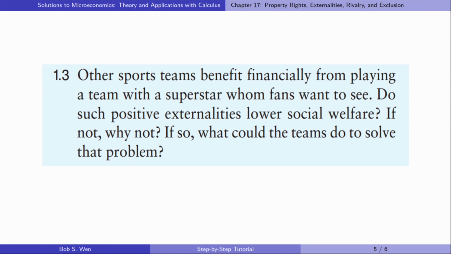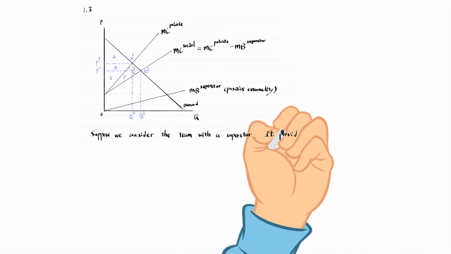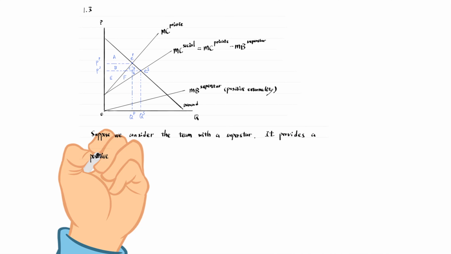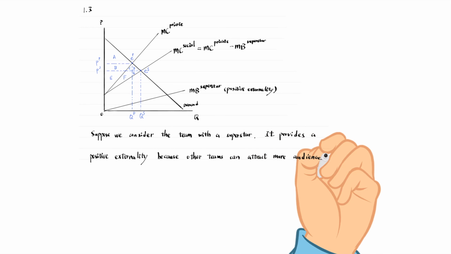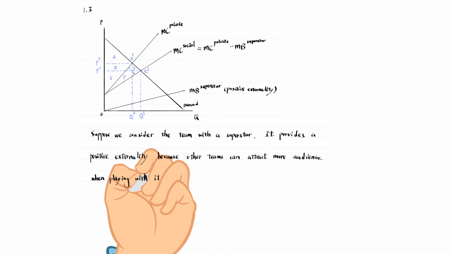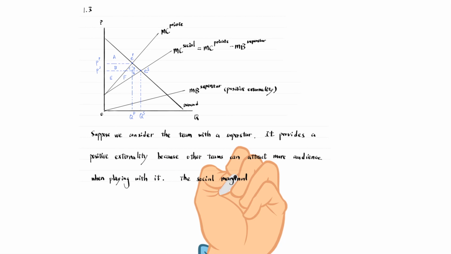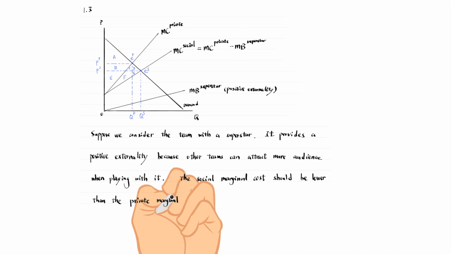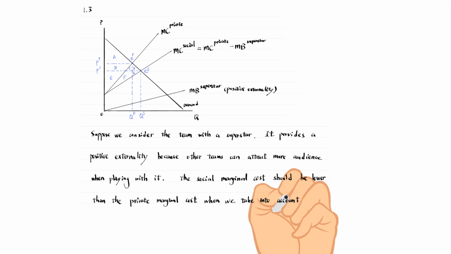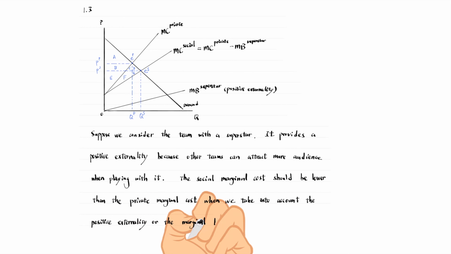Suppose we focus on the team with a superstar. The team provides a positive externality to other teams because other teams can attract more audience when playing with it. As the team's supply and demand diagram shows, the social marginal cost should be lower than the private marginal cost when we take into account the positive externality, or the marginal benefit the team with a superstar provides to other teams.